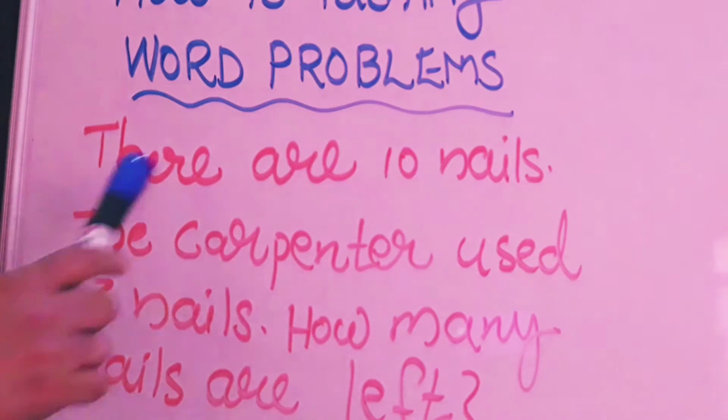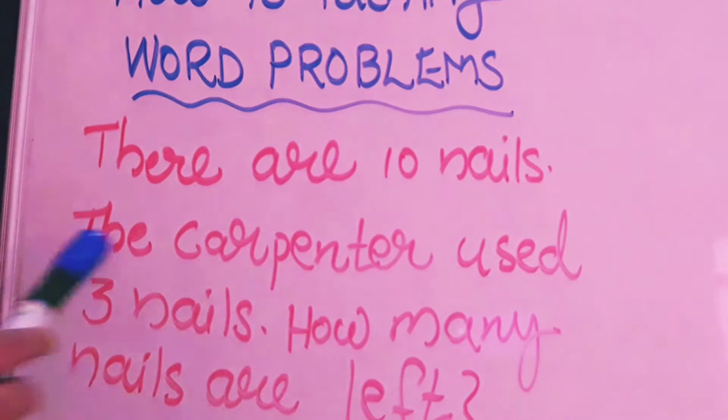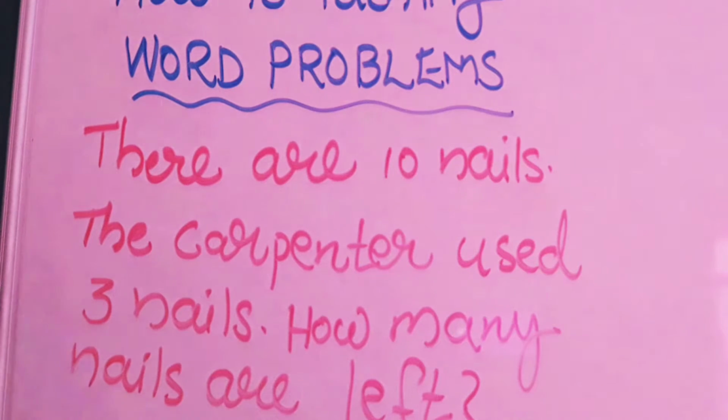And also think of the picture in your mind, visualize. 10 nails, the picture should be there in your mind. A carpenter is there and he took 3 nails. How many are left? It is understood from 10, 3 he used. So how many? 10 minus 3, 7. Left and remaining, these two are the keywords to remember for subtraction word problems. So this is subtraction.